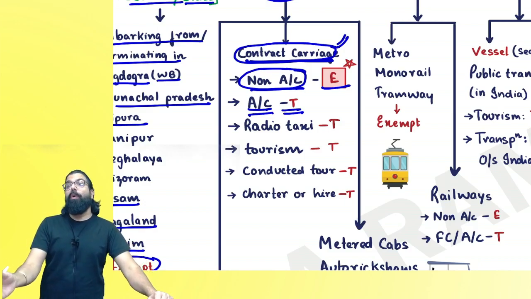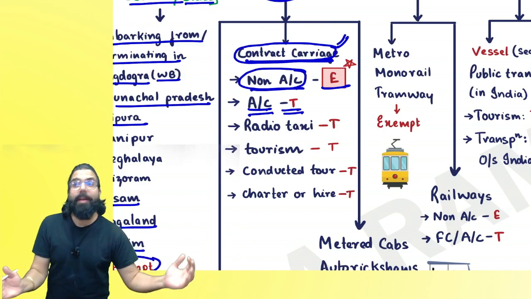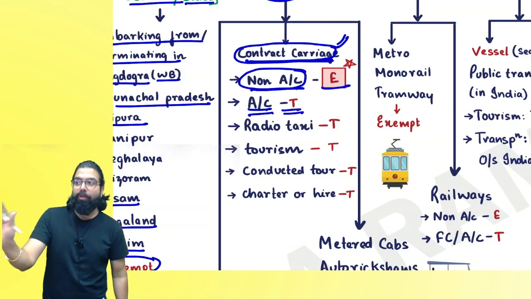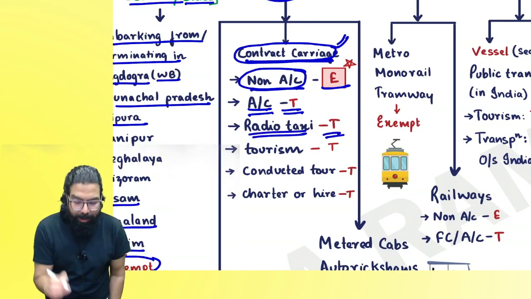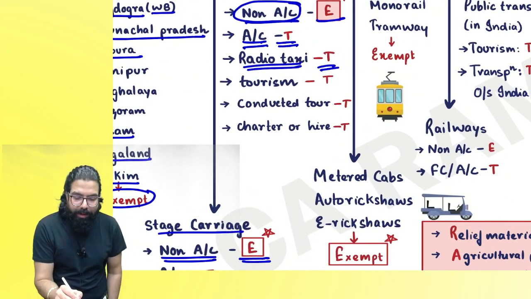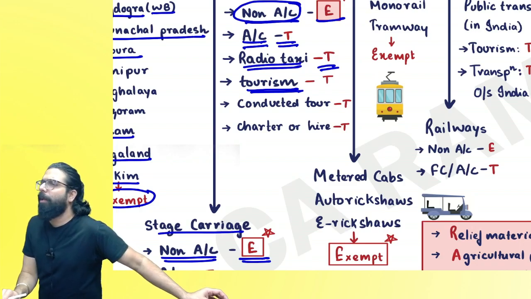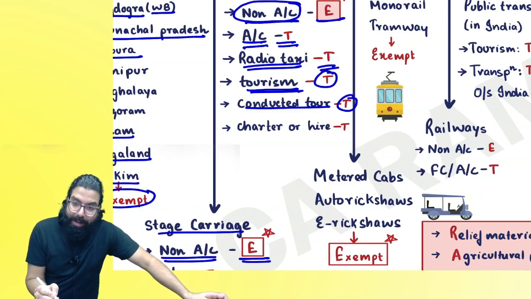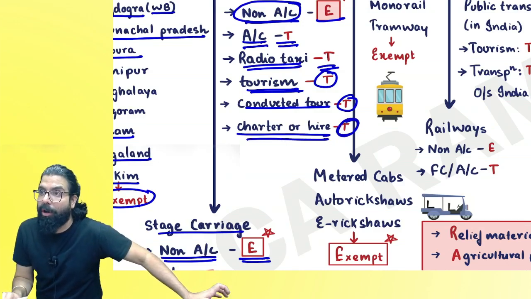You went ahead and booked one radio taxi to go from your home till the airport, one point to another point. Radio taxi is also a contract carriage. In this scenario, they are also doing transportation of passenger, but radio taxi ka case mein always it is taxable. The next one over here is, if you booked a contract carriage for tourism, then also it is taxable. Conduct tour ke liye, then also it is taxable. Charter or hire, then also it is taxable. Are we all clear till here?